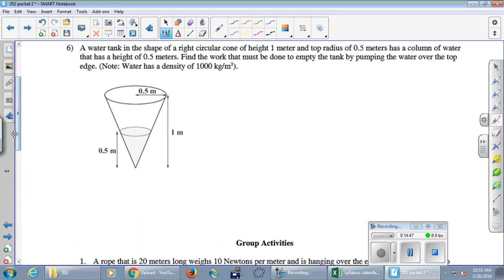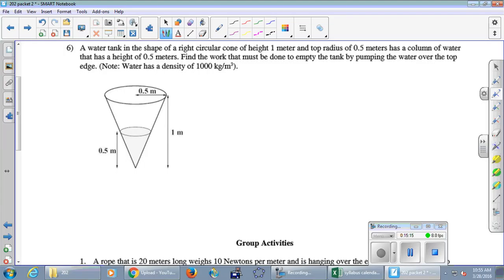Let's jump to 6. A water tank in the shape of a right circular cone of height 1 meter and top radius of 0.5 meters has a column of water that has a height of 0.5 meters. Find the work that must be done to empty the tank by pumping the water over the top edge, and then there's something in there about the density of water. So we're going to take all this water and pull it all the way up to the top of this tank. Fair? And there's going to be work done.